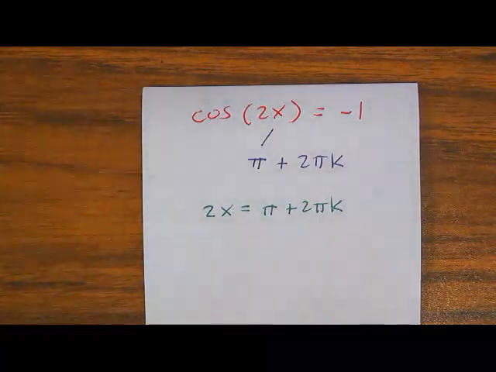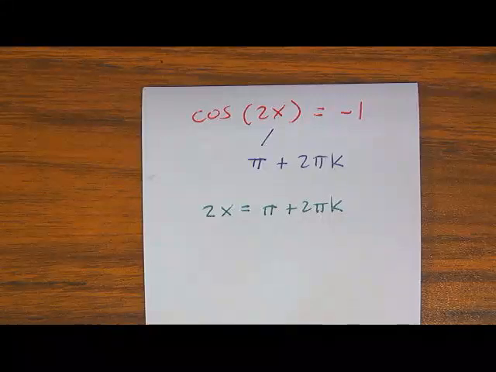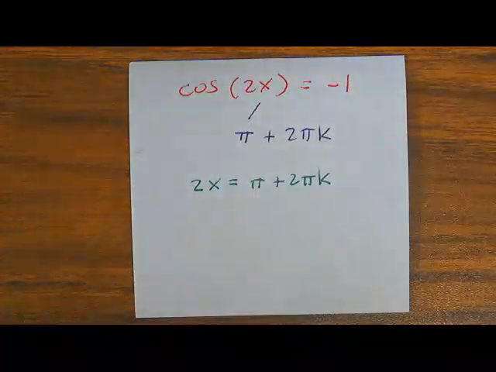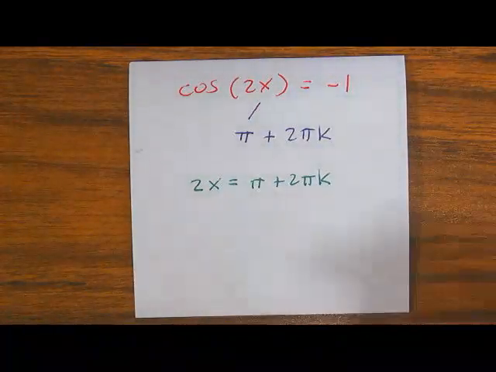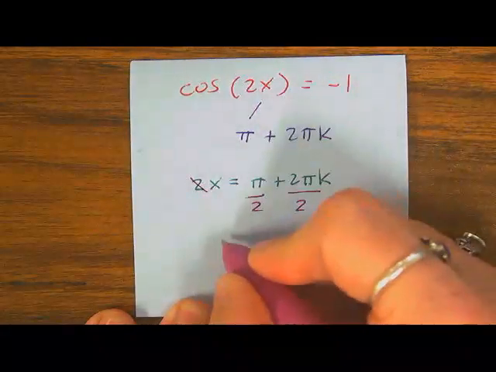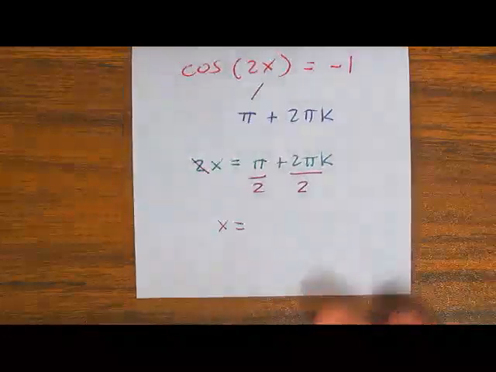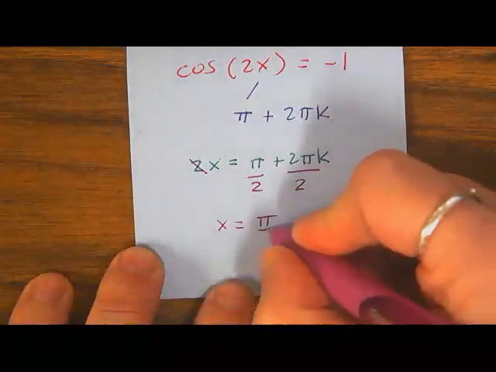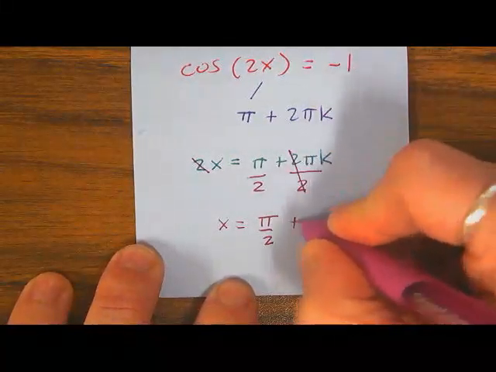And we're almost there. The very last step to solving for x would be what? Divide by 2. Okay, divide what by 2? Everything. And I like to split it up so I can simplify as I go. So my final answer that I would put on this free response question would be pi over 2 plus pi k.